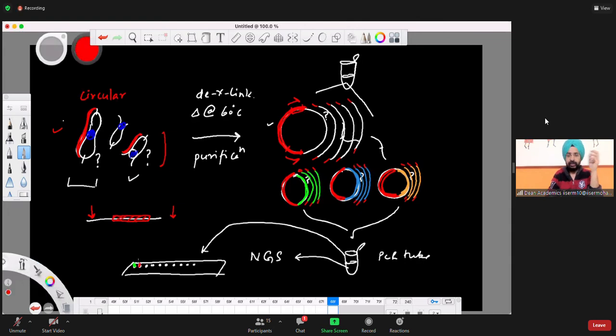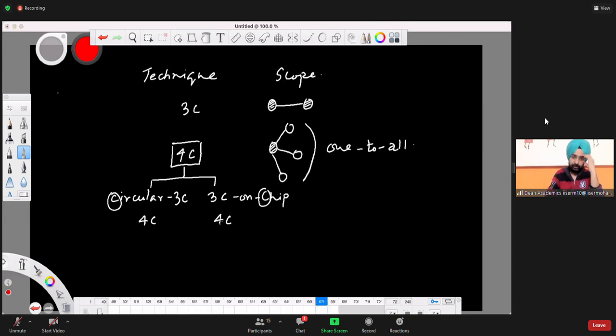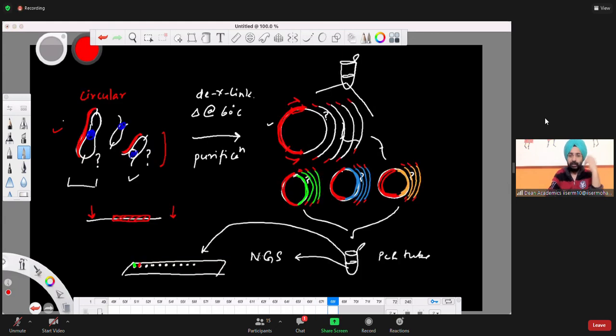So the intensity will tell how much product was there at each spot, right? How much unknown region was ligated to your known region, by looking at the intensity of these signals, right? And that's what the 3C on chip is. Originally it was like that, but now you don't actually need to do this. Just do the next generation sequencing.